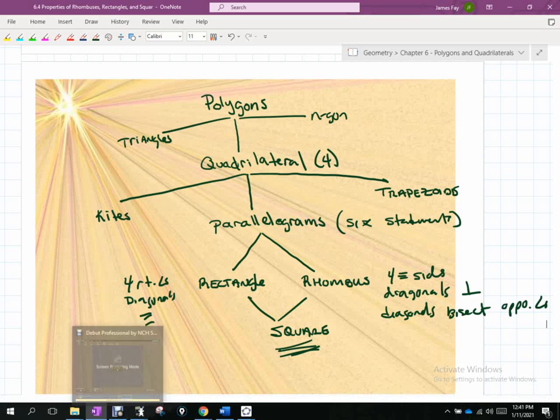Does that kind of make sense on how we identify what properties these figures have and what makes them special? Okay, but they're all parallelograms. I'll open up 6-4.